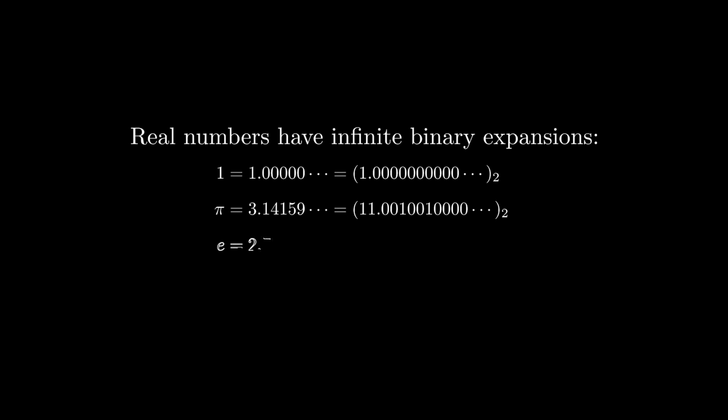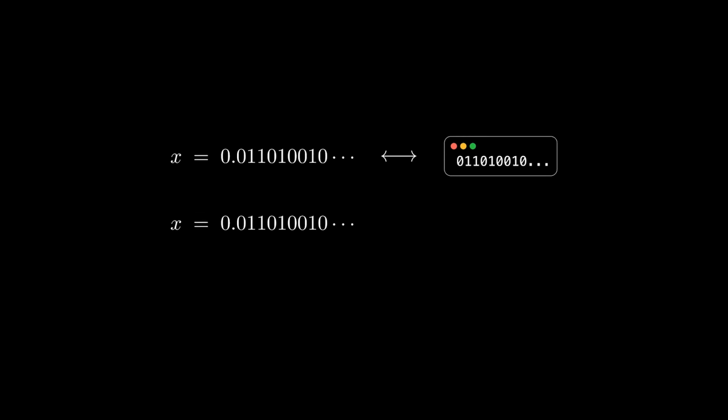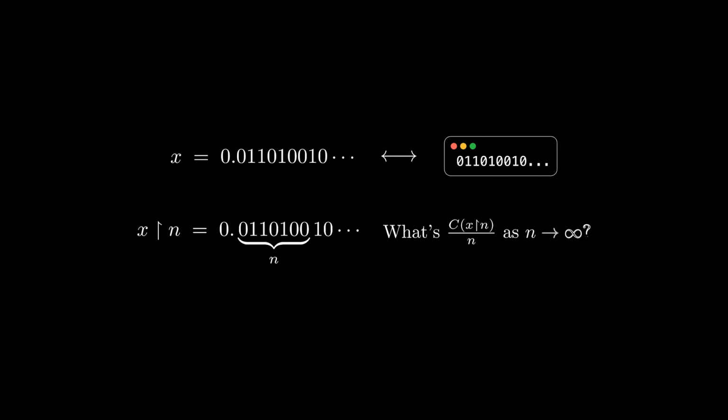Every real number, like 1, pi, e, has an infinite binary expansion, which expresses that number as a sequence of zeros and ones. It'll help our discussion of dimension to treat each real number as an infinitely long file of bits, then. It'd be interesting to see how our normalized complexity function behaves as we consider longer and longer prefixes of that infinite binary expansion.